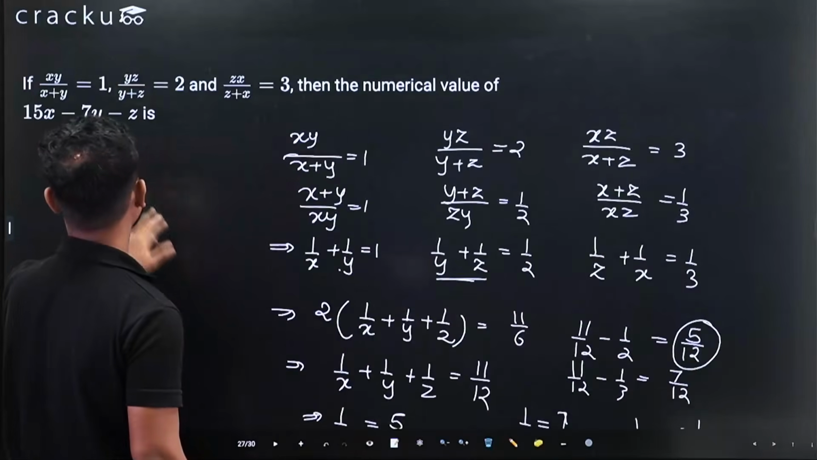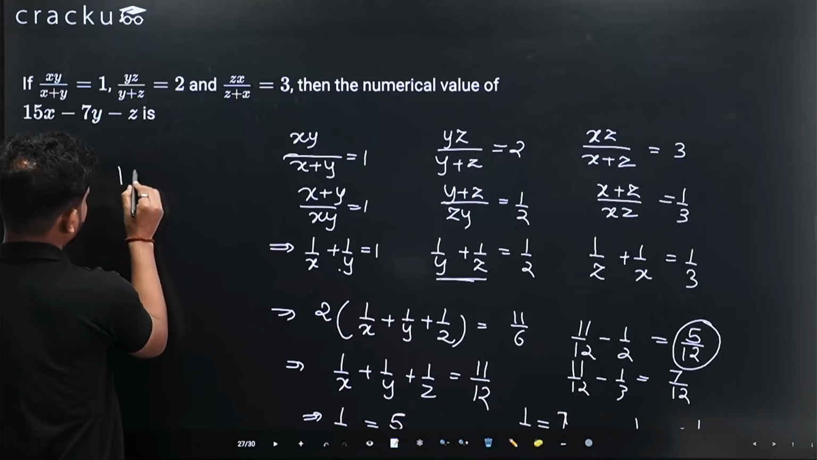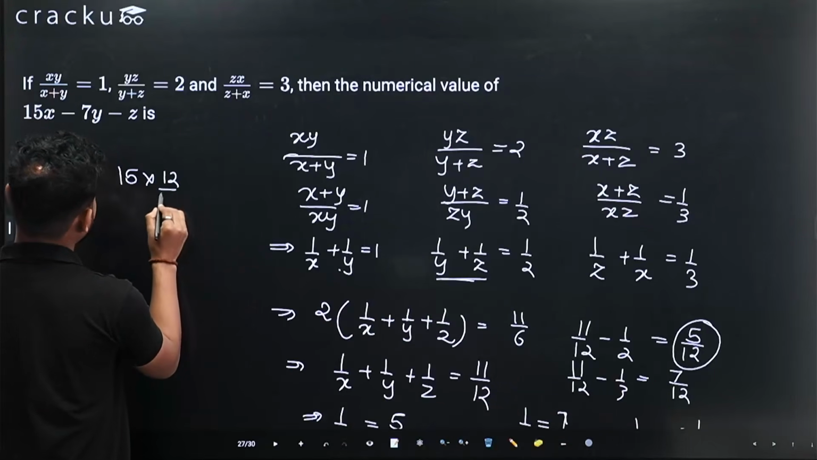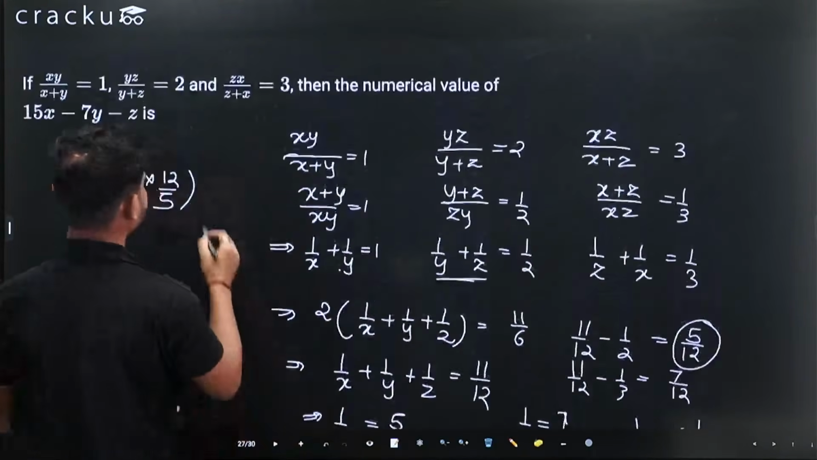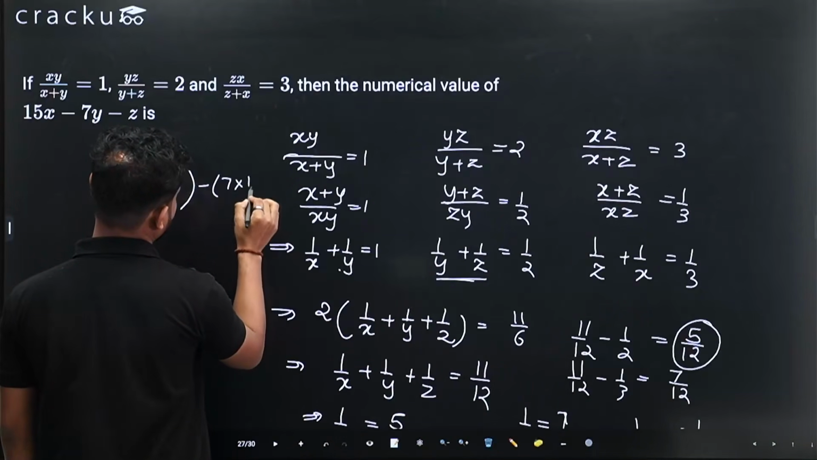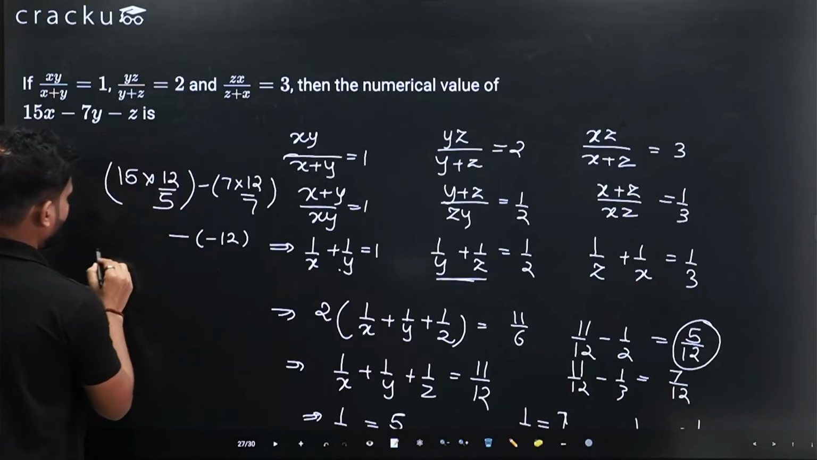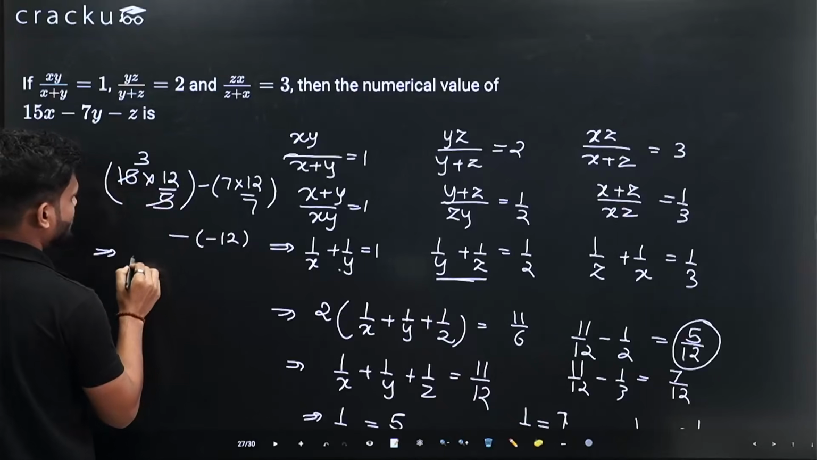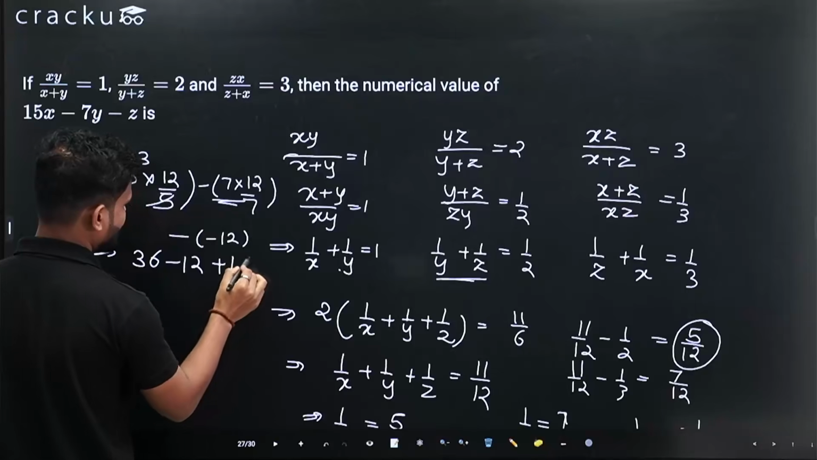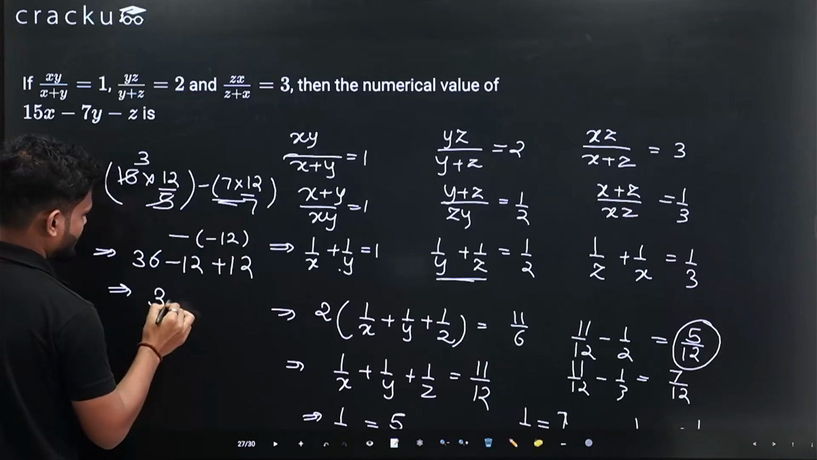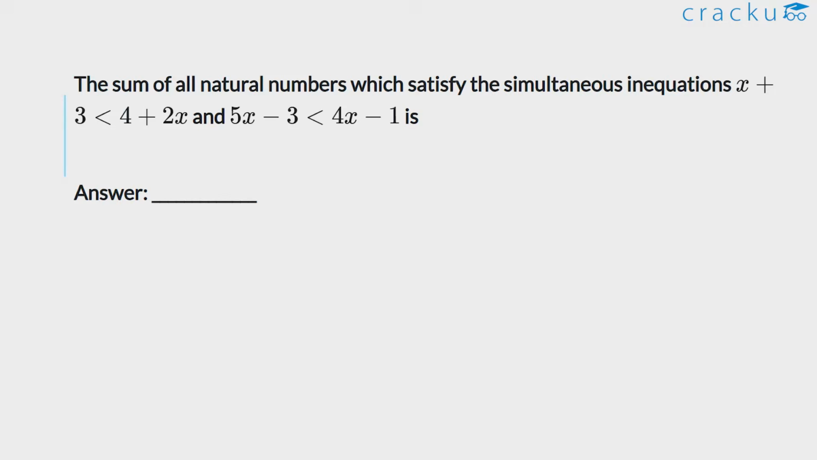Now what you need to find? You need to find 15x minus 7y minus z. What will be 15x? It will be 15 into 12 by 5, minus 7y will be minus 7 into 12 by 7, and minus z will be plus 12 here. From here you will get 12 into 3, 36, minus 12, plus 12, and this will give you 36. Answer to this question will be 36.